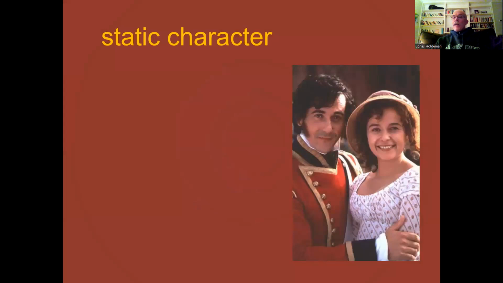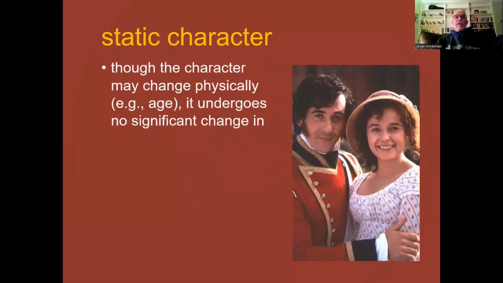All right. Now, static characters. I'm using images from the same BBC version of Pride and Prejudice. To your left is Mr. Wickham, and to the right is Lydia Bennet, who then became Lydia Wickham. So, static characters. Though the character may undergo, say, physical change, Lydia, over the course of the novel, which lasts about a year, is one year older. She is 15, 16, and undergoes some physical changes.